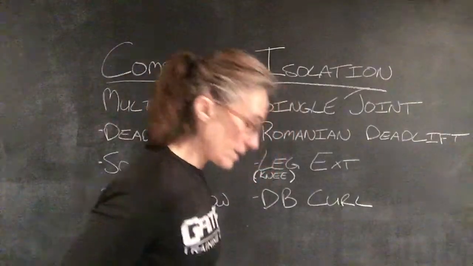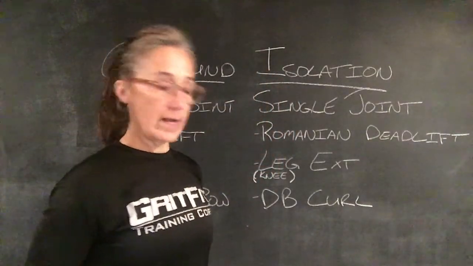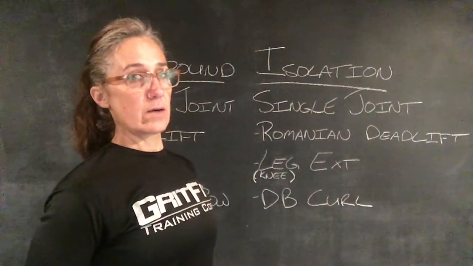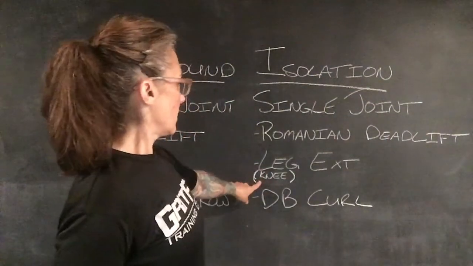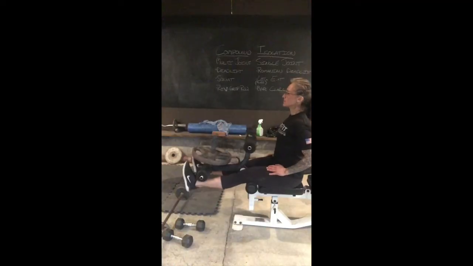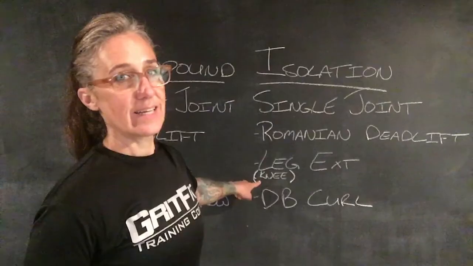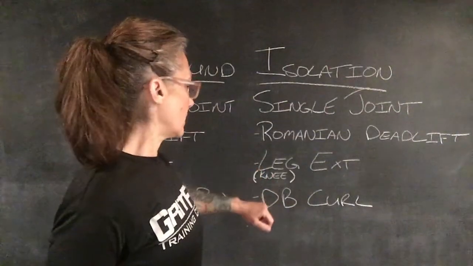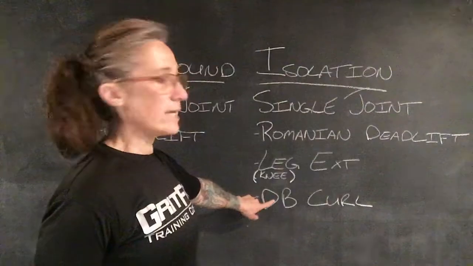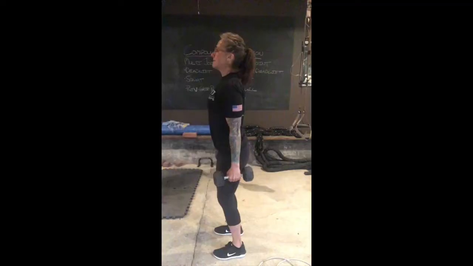the action is limited to the hip, right? I go from a flexed hip position to an extended or neutral hip position. The leg extension, the movement is at the knee. It is at the knee and at the knee only. And the dumbbell curl, again, the movement is limited to the elbow and the elbow only.